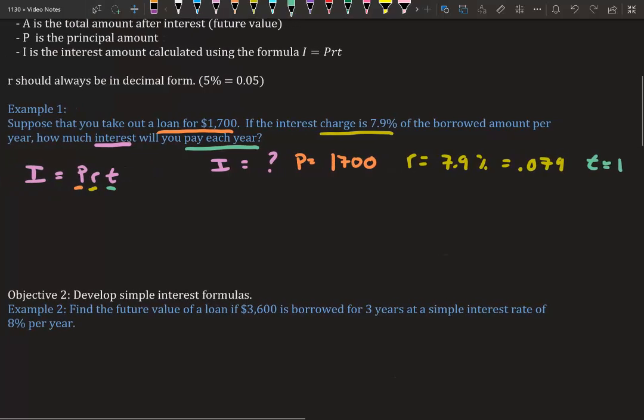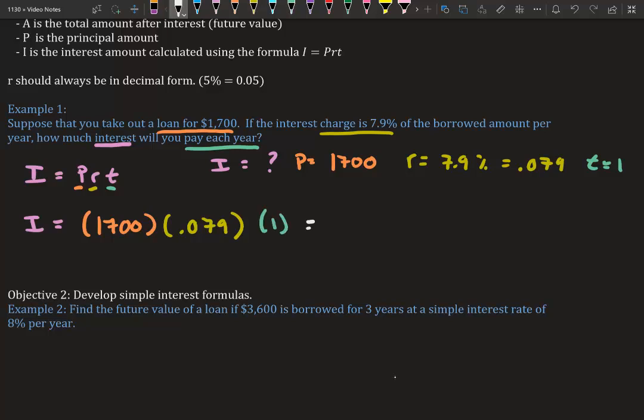Let's plug it in. So we have our interest equals our principal, which is 1,700, times our rate, which is 0.079, times our time, which is 1. You plug that into your calculator exactly the way it looks, and we get 134.30. So that's how much interest you're paying every year to them. So if you borrow $1,700, you're actually paying them an extra $134 every year to pay off this loan.